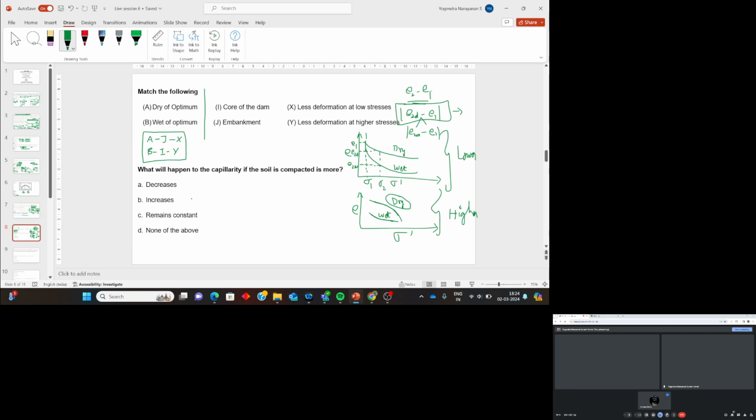What will happen to the capillarity if the soil is compacted more? Just ignore the earlier wording, it was a typing mistake. So option B. Why will it increase? Sir, because water pressure increases, the water table goes up. Actually, capillarity does not depend on water pressure.